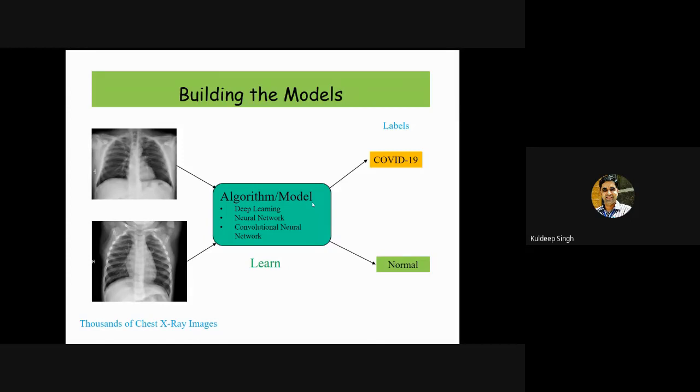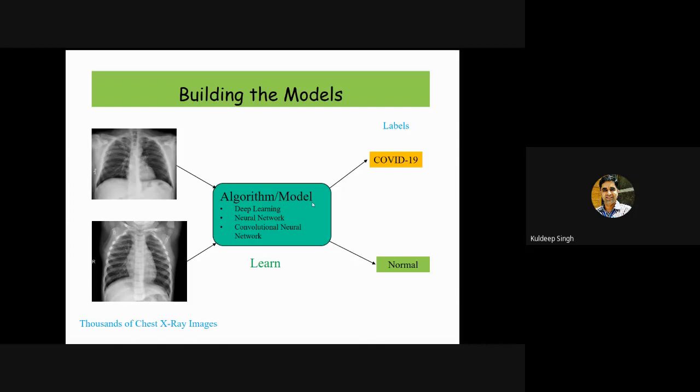With the help of training examples, we provide thousands of chest X-ray images, and then the algorithms or models learn from those training examples. We provide images along with the labels. Labels mean what category they belong to. We can name these algorithms or models as deep learning, deep neural networks, they can be convolutional neural networks. So there can be different variants of these algorithms and models. With the help of the training data set and labels, we are able to train and build our models.